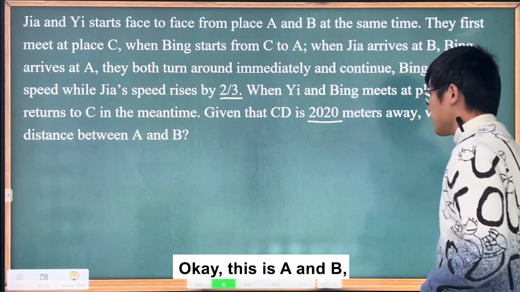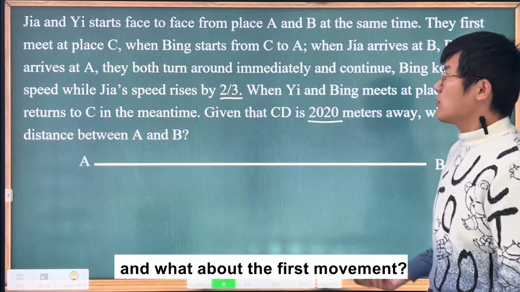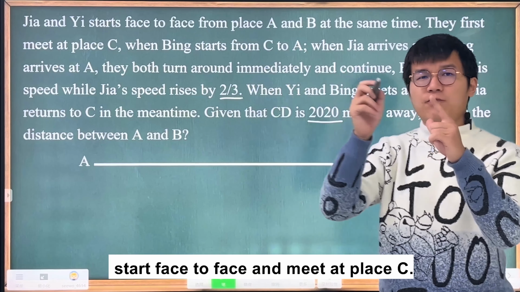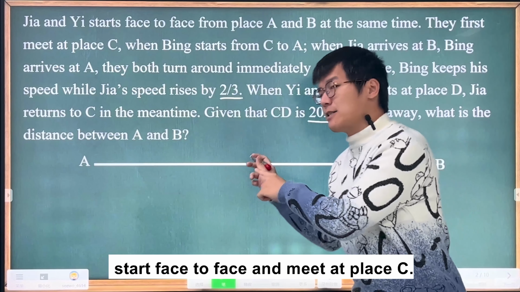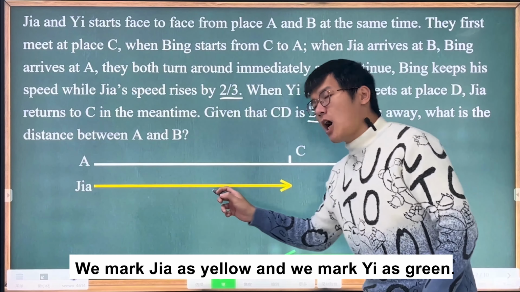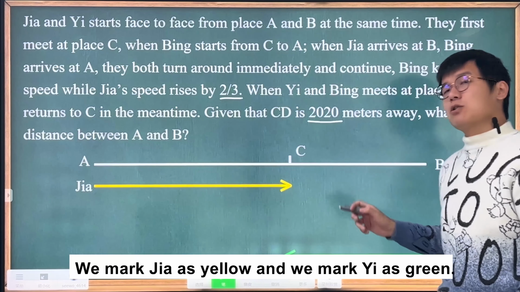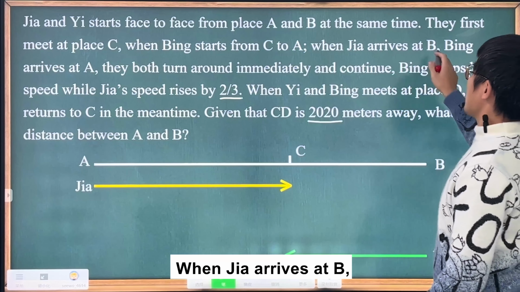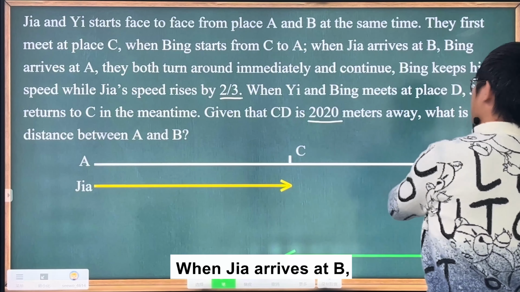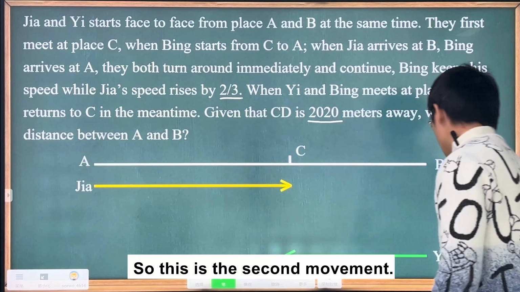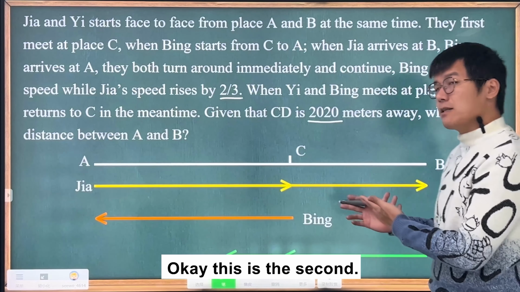Okay, this is A and B. And what about the first movement? The first movement is Jia and Yi start face to face and meet at place C. So now is the first movement. We mark Jia as yellow and we mark Yi as green. What about the second? When Jia arrived at B, Bing arrives at A. Bing starts at this time. So this is the second movement.